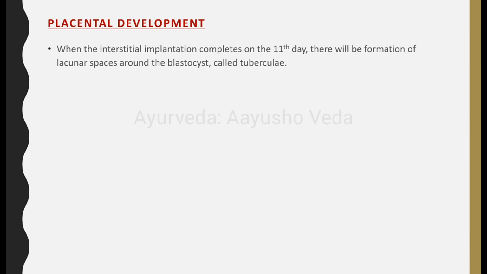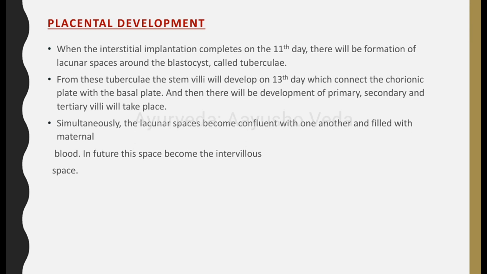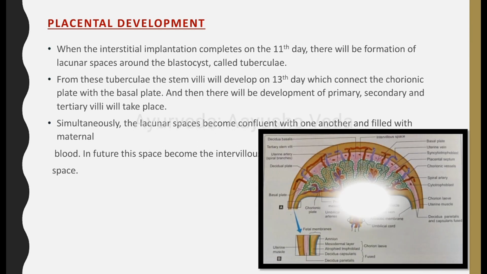So, the placental development. When the interstitial implantation completes on 11th day, there will be formation of lacunar space around the blastocyst, which is called tubercle. From these tuberculae, the stem villi will develop on 13th day, which connect the chorionic plate with the basal plate. And then there will be development of primary, secondary and tertiary villi. Simultaneously, the lacunar spaces become confluent with one another and filled with maternal blood. In future, this space becomes the intervillous space.